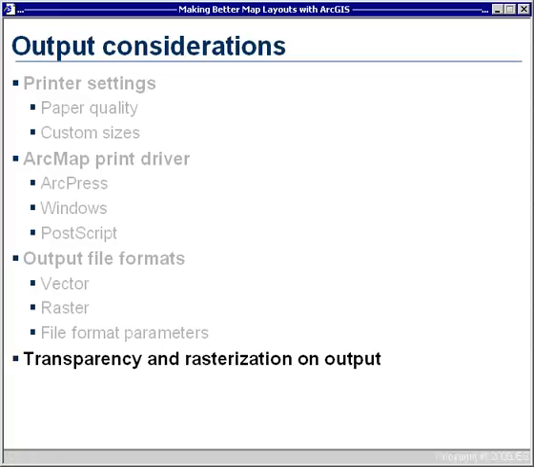One important issue that you should be aware of for any output is what happens to transparent layers when your layout is sent to output. And this rule applies whether you're printing directly from ArcMap or exporting to some file format. Any transparent layers, and that includes any layers drawn beneath those transparent layers, will be converted to raster on output.